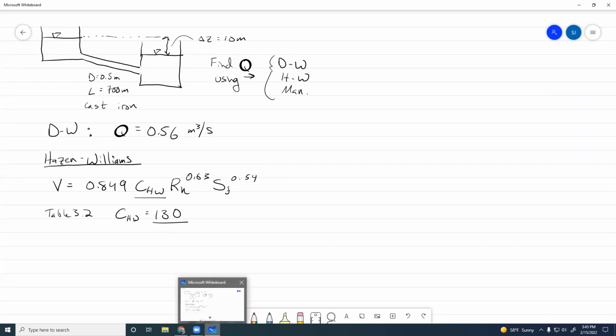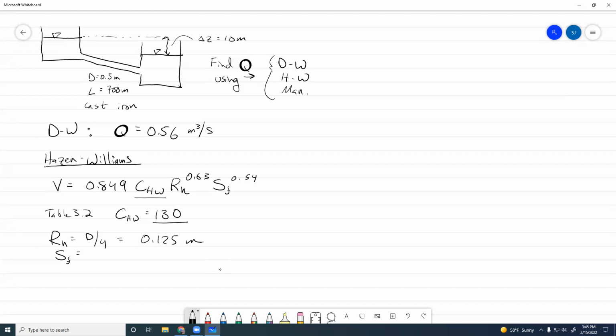Okay. Let's do hydraulic radius. Hydraulic radius was, we just said D over 4 for a pipe. So that would be 0.125 meters. And then our slope, which is our friction slope, unless otherwise specified. And that is our delta H over L. So what's that going to be?